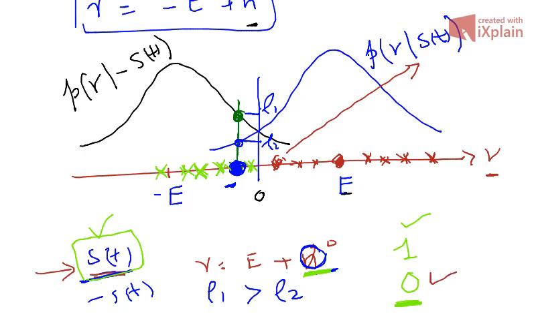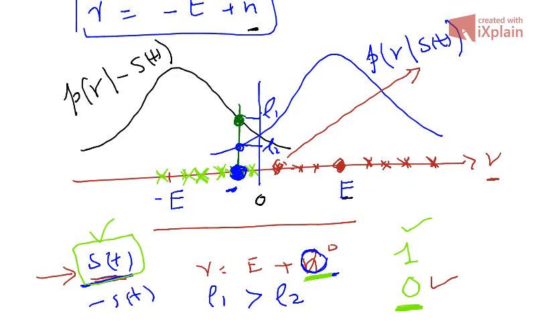So this contributes an error, right? This is the error condition. Now, based on this knowledge, we can write the expression for the probability of error. Now how can we write it? Let me write it here.